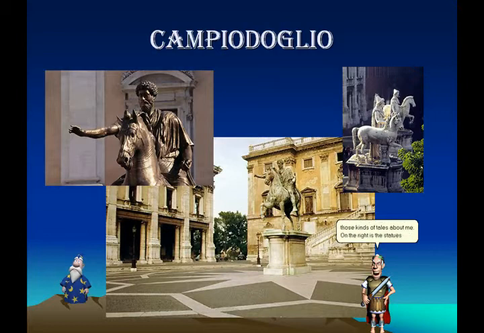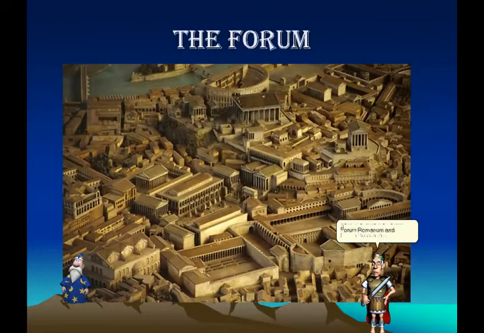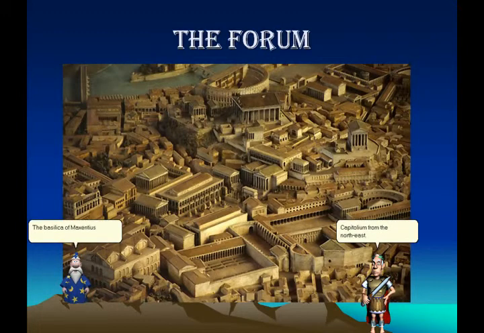On the right are the statues of Castor and Pollux, sons of Zeus, brothers of Helen of Troy. From here we shall move down the hill to the Forum. Forum Romanum and Capitolium from the northeast. The Basilica of Maxentius and Imperial Fora in the foreground. Rome got very crowded, and I hear it is my fault.